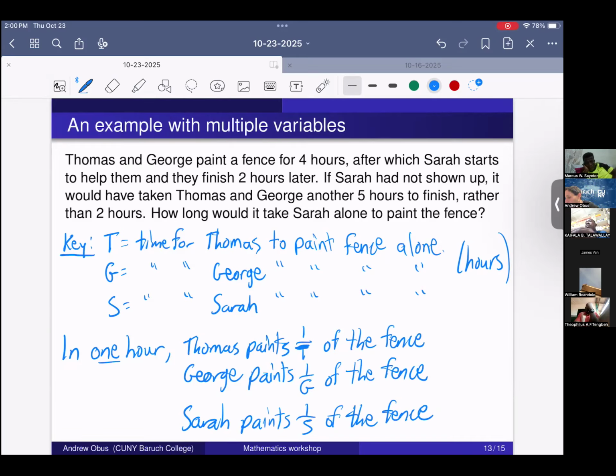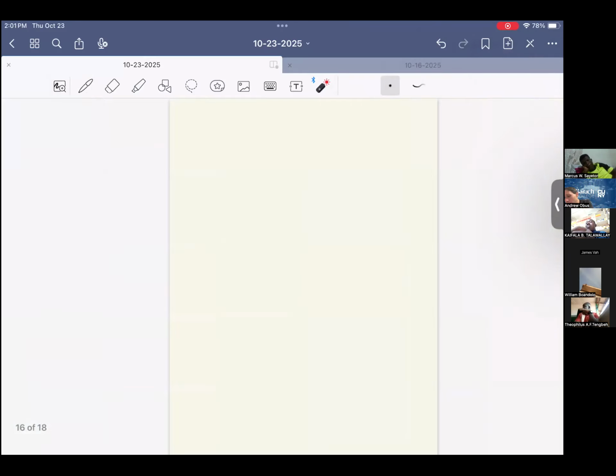Now we can set up an equation, right? So what does the first sentence tell us? It tells us that if Thomas and George paint together for 4 hours, and then Thomas, George, and Sarah all paint together another 2 hours, then they finish the fence. So that equation, I'm going to have to use another page. So this is going to be equation.